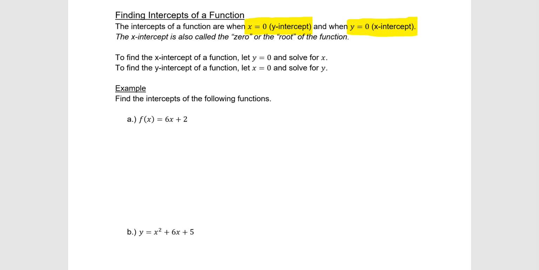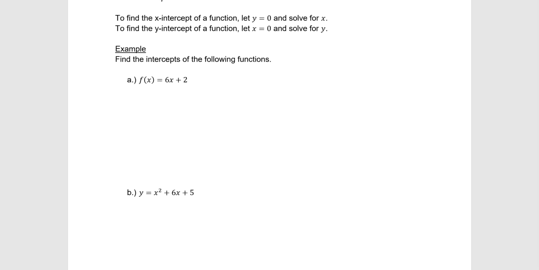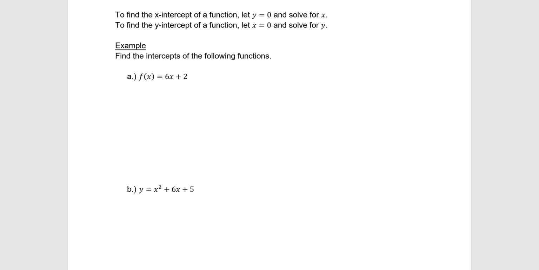So it's opposite. Y-intercept, x is 0. x-intercept, y is 0. And just know that the x-intercept is also called the 0 or the root of the function. Okay, so let's go ahead and do some examples. Like I just said before, finding the x-intercept, let y equal 0, solve for x. Finding the y-intercept, let x equal 0, and solve for y.